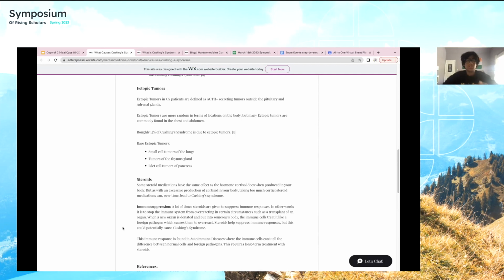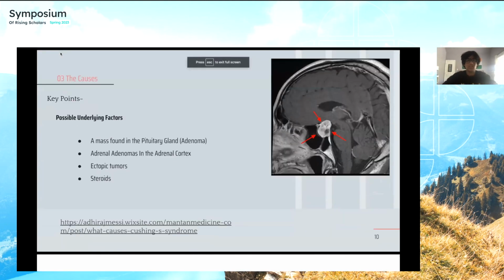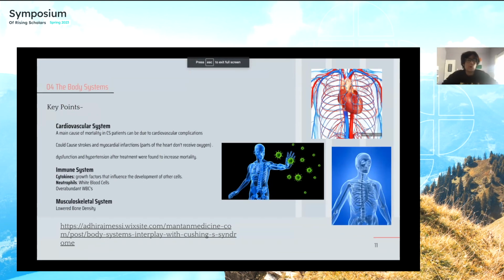And what that steroid does is it basically reduces that immune response. But if you're using that for a long-term or prolonged process, that can actually lead to Cushing syndrome. So I just want to briefly go over how the other body systems play into this.